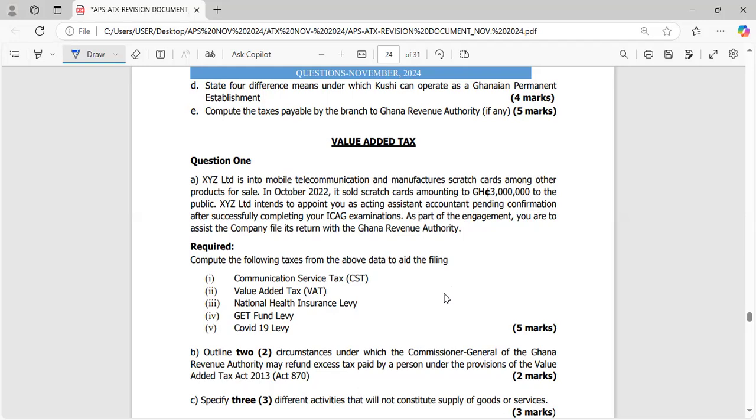SYZ Limited is into mobile telecommunication and manufacture of scratch cards, among other products for sale. In October 2022, it sold scratch cards amounting to 3 million Ghana cedis to the public. SYZ Limited intends to appoint you as acting assistant accountant pending confirmation after successful completion of your ICAG examination. As part of the engagement, you are to assist the company file its return with the GRA. Compute the following taxes from the above data to aid the filing. So how are you going to do this calculation?